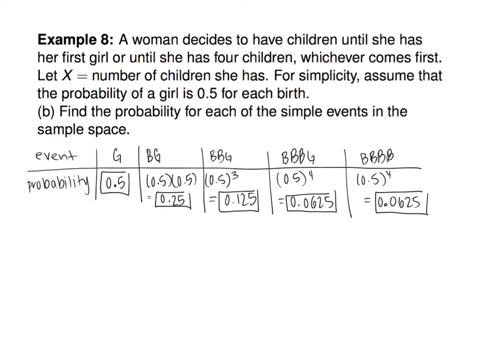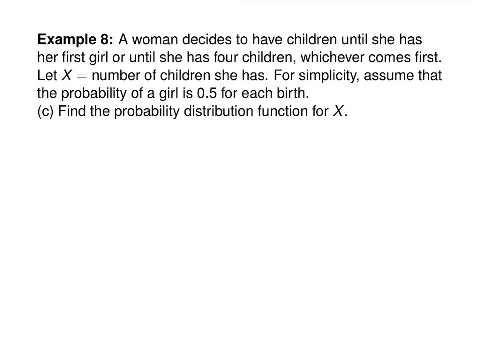Now, this is not our probability distribution function of a random variable yet, because our random variable x was the number of children she had, and these two outcomes, the boy, boy, boy, girl, and boy, boy, boy, boy, are the same in terms of number of children. So find the probability distribution function for x. So k equals number of kids. Find the probability the random variable x is equal to that specific number.